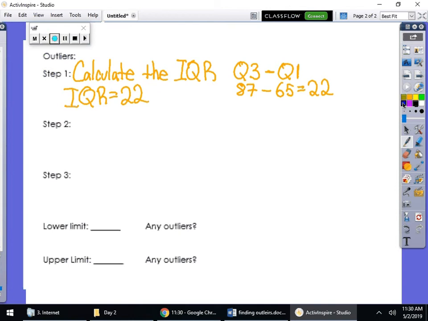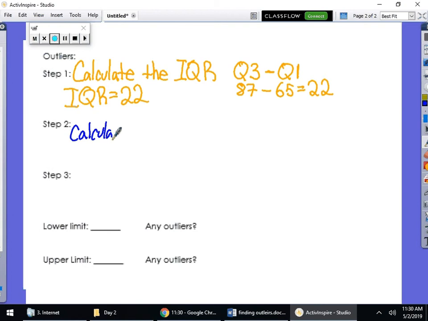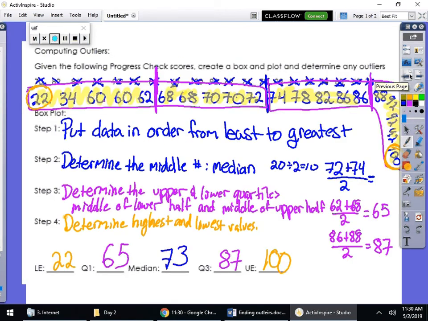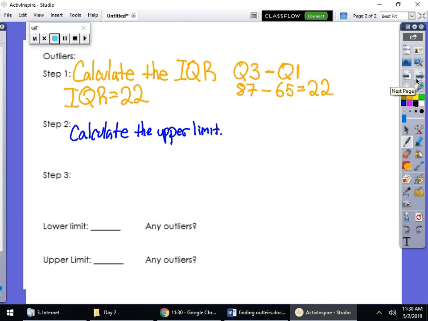So now step 2, we're going to calculate the upper limit. Now with a box plot, the highest value that we can go is 1.5 times the IQR. So the IQR represents this box. The IQR is the box. It goes from Q1 to Q3. So for our data, we don't want the data to be more than 1.5 of the length of these boxes.